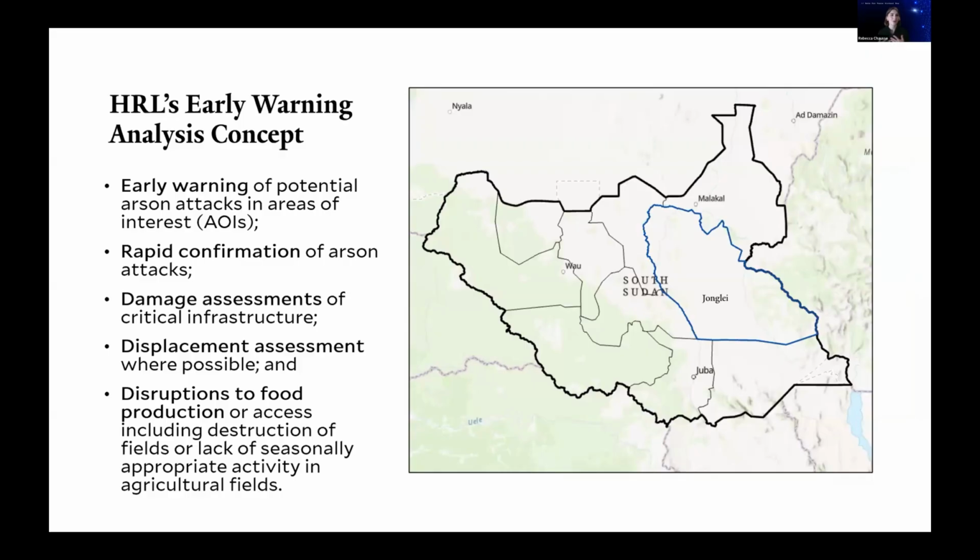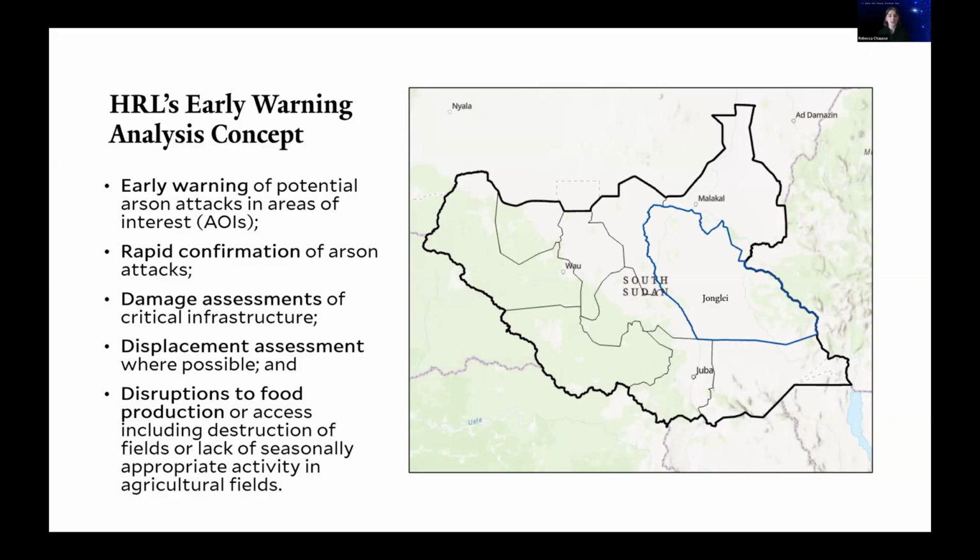So what does this early warning concept actually look like? We will be using openly available satellite-derived fire detections from NASA's Fire Information Resource Management System, or FIRMS, and satellite imagery to detect potential arson-related human security incidents. Our goal is to provide information on the location of the event, nearby communities that may possibly be at risk due to their proximity, as well as assess damage to the community and critical infrastructure.